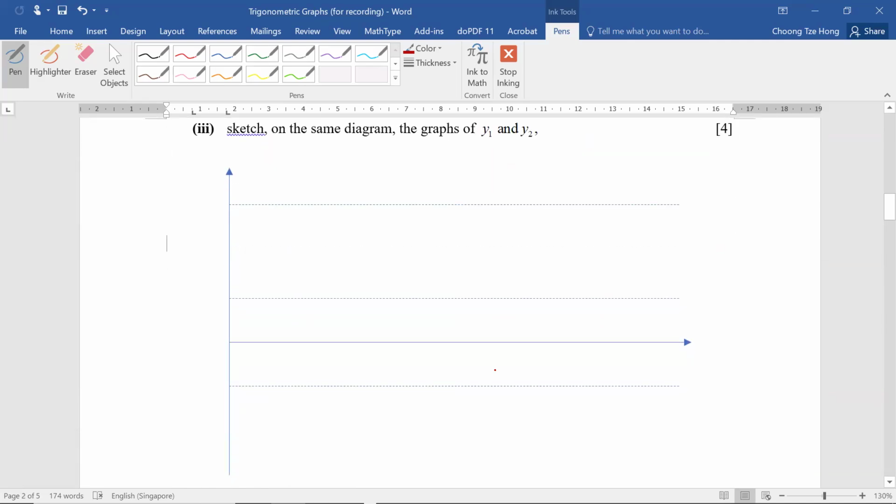Part 3, we are asked to sketch the graph. Let me write out the equation over here. The first graph is y1 equals 2 sine x plus 1. Then y2 is equal to negative cosine 2x. So we are required to sketch these two graphs. Over here will be y, over here will be x.